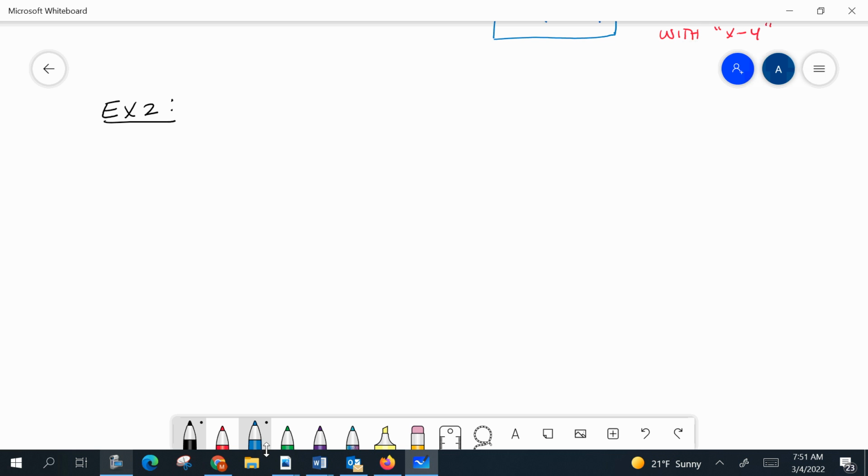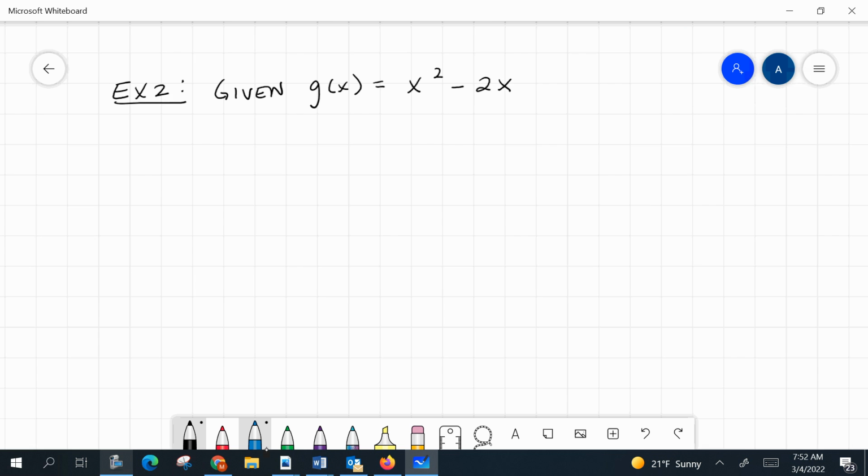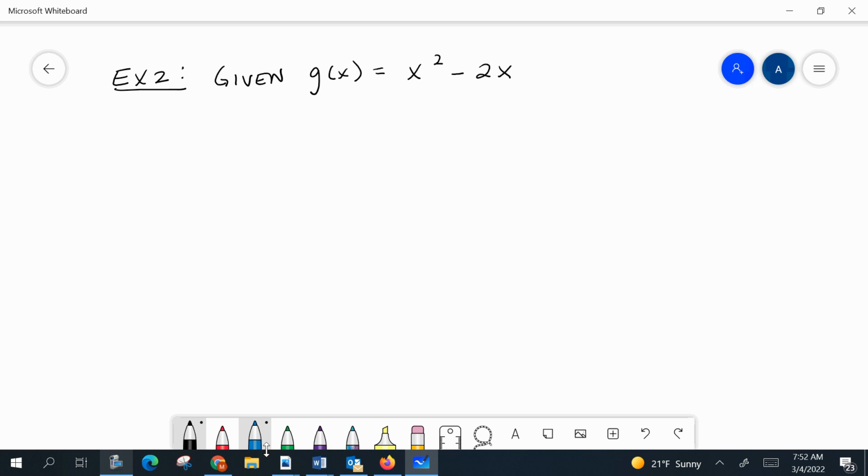Example 2, suppose we are given g of x equals x squared minus 2x. The first thing we're going to do, in part A, is find g of 3b, and in part B, we're going to find g of 3 plus b. I really want you to see the difference between how these two different expressions get inputted. For g, the g function is x squared minus 2x, right?